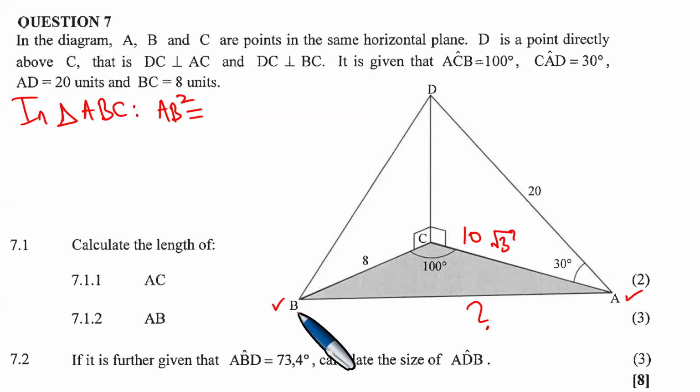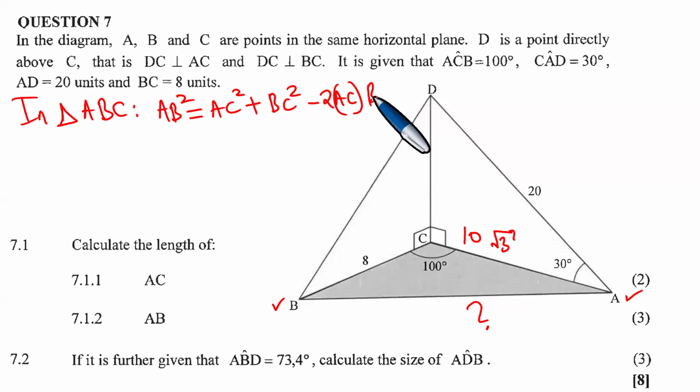AC squared plus BC squared. So we have AB squared in the triangle ABC equals AC squared plus BC squared minus 2 AC BC cosine of the angle, which is the angle BCA.